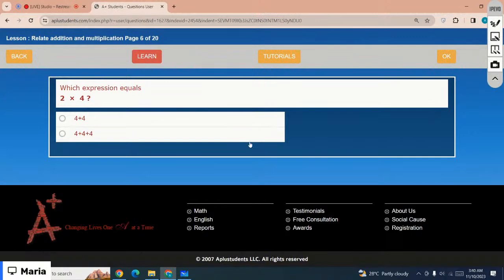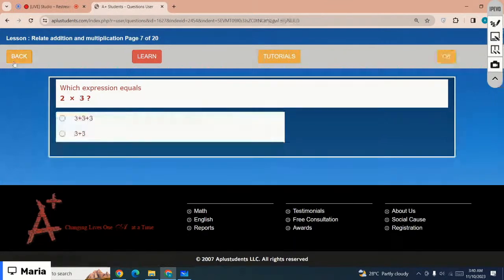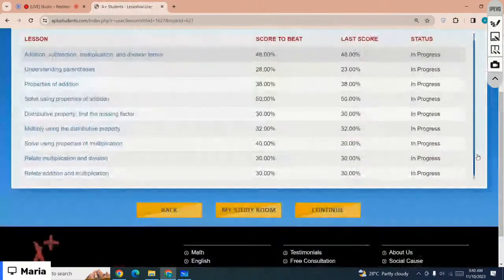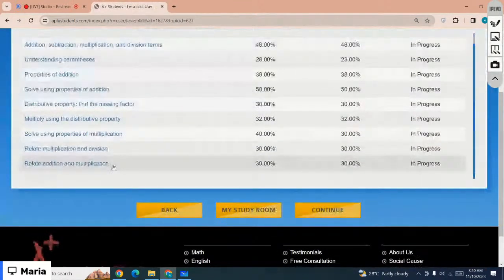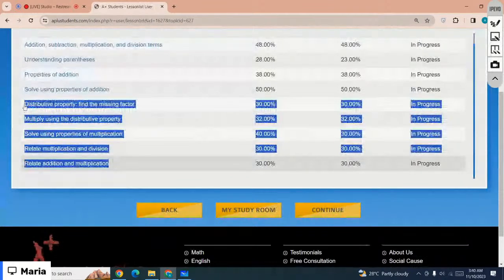Very good. Okay, again, complete the lesson by yourself later today. So we were working on grade 3 math. The chapter we were working on is properties, and the lessons we have covered today are very important lessons. The lessons we have covered today are distributive property, find the missing factor, multiply using the distributive property, solve using properties of multiplication, relate multiplication and addition, and the one we just did, relate addition and multiplication, right?